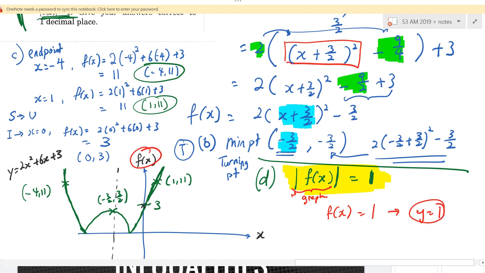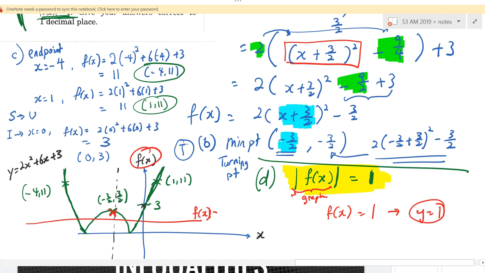So 1 means I need to look. This point here is 3 over 2, 1.5. So 1, is it above the turning point, or below the turning point? Below. Below means I have a line like that. So this is f(x) equals to 1.